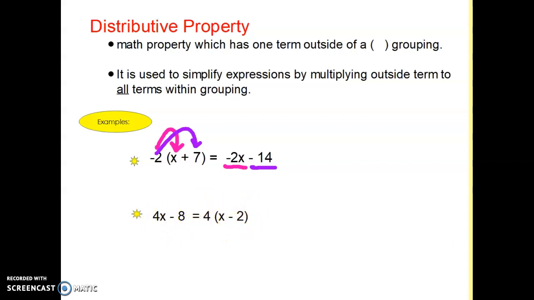Okay, so again, the distributive property means that you can take this 4 and multiply with x and we get 4x, and then we take the 4 and multiply it by -2 and get -8. So again, distributive property should be the one that you're most familiar with. We just looked at using it to simplify expressions.